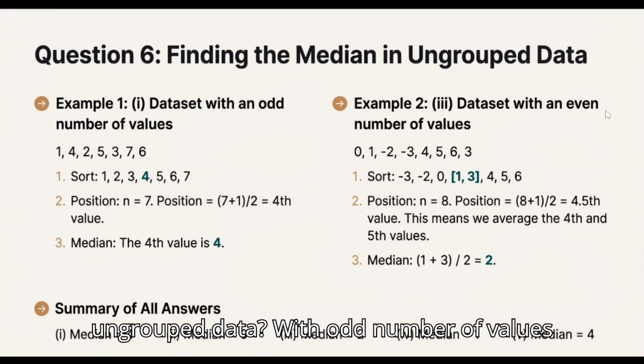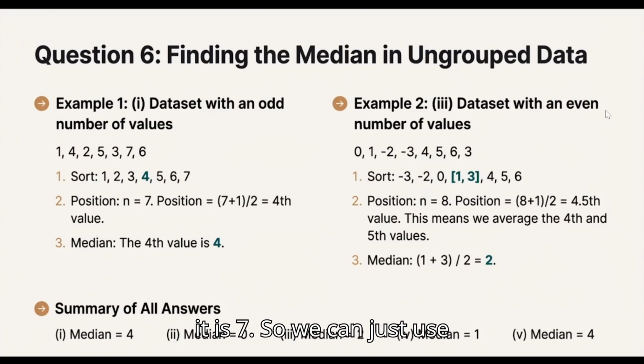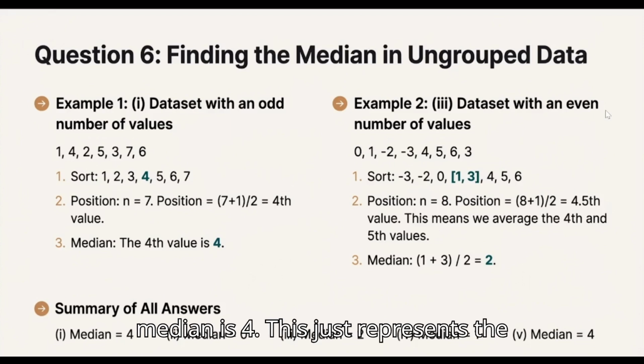Now, what is the number of values in this ungrouped data with odd number of values? It is 7. So we can just use the formula n plus 1 divided by 2. 7 plus 1 is 8. 8 divided by 2 is 4. So this does not mean that our median is 4.